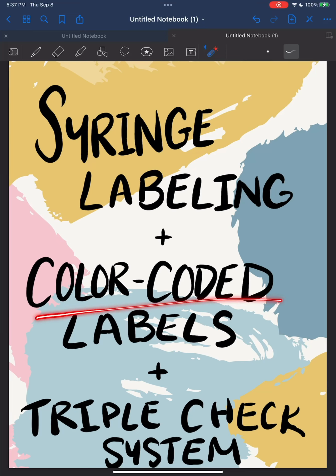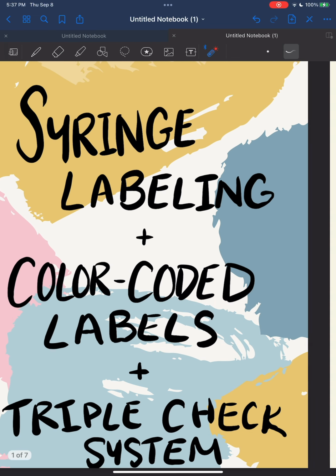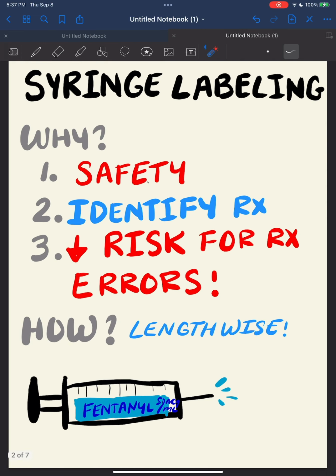We're talking about syringe labeling, color-coded labels, and triple check systems. First, we're going to talk about syringe labeling. Why do we label our syringes? Well, because of patient safety. We always want to keep our patients safe. We want to make sure we can easily identify the drug we are giving. It also decreases the risk for medication errors.